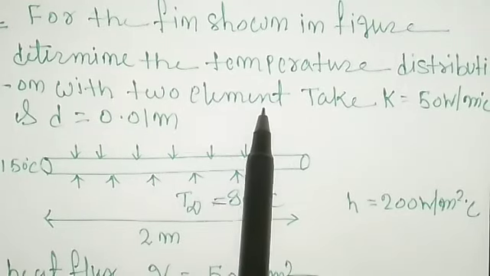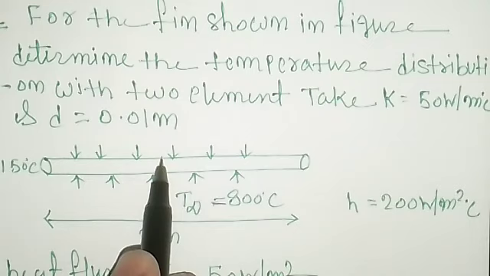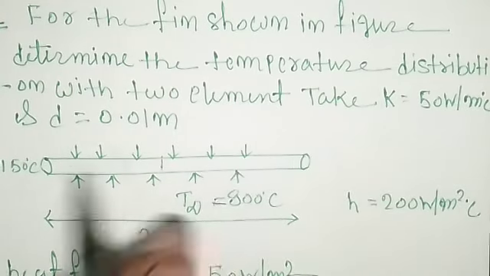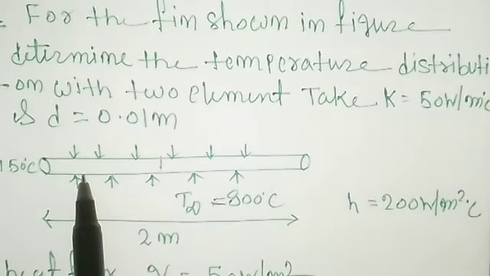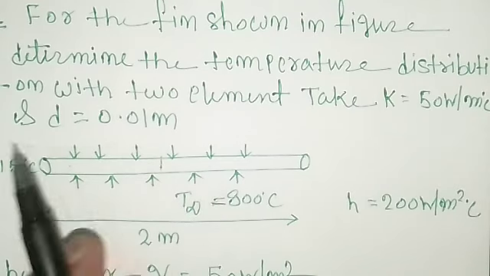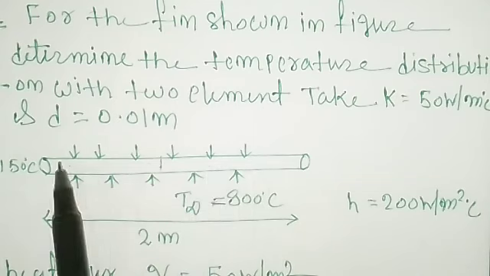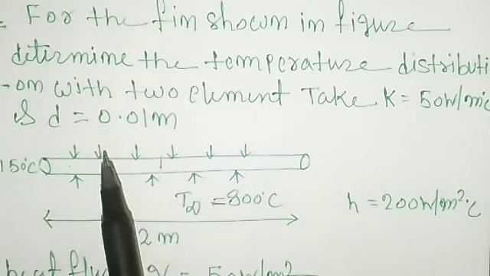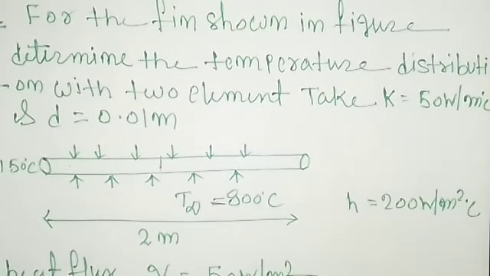the two element method. Means what? We need to discretize this element into two parts. So the total length is 2 meter, so each part is 1 meter length. First of all, we need to get the stiffness matrix for element 1 and the stiffness matrix for element 2. As you know this problem is related to the fin, so the fin formula we will use for finding the stiffness matrix. So first of all we will write the given data, right?